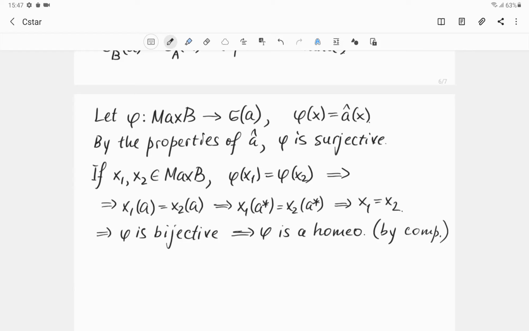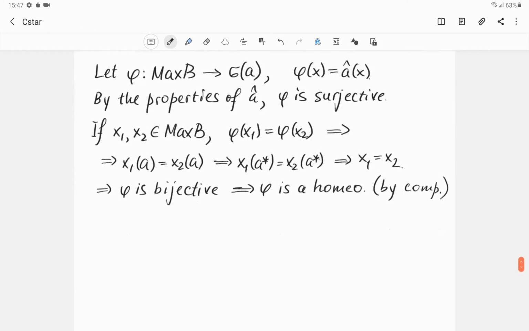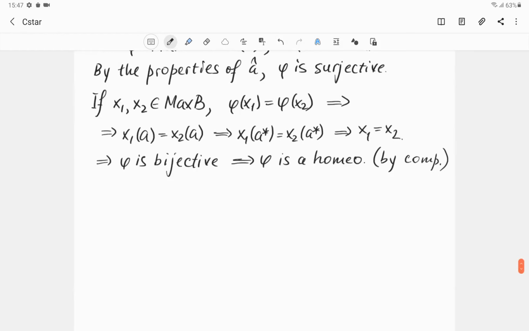Okay, so to complete the proof, to construct the functional calculus, we now draw the following picture. So this is the algebra of continuous functions on the spectrum. And we have an isometric star isomorphism from this algebra to the algebra of continuous functions on the maximal spectrum of B. Namely, this is the isomorphism phi dot. This is an isometric star isomorphism.